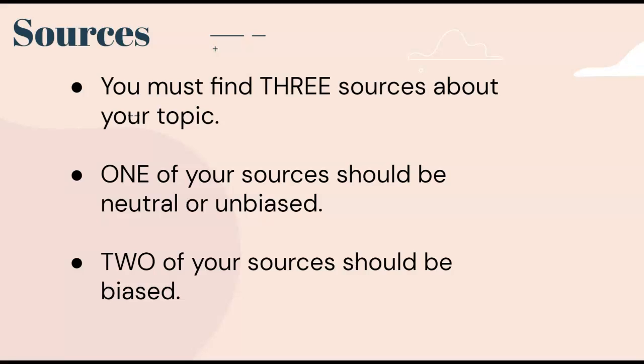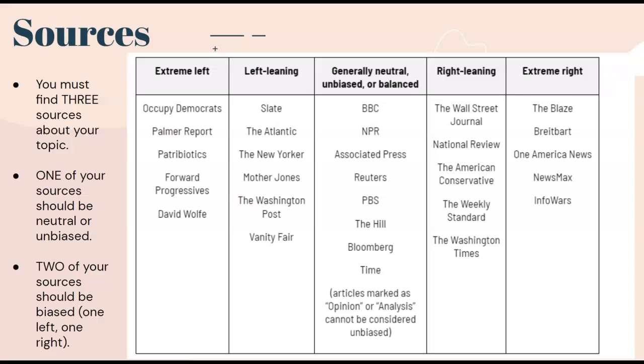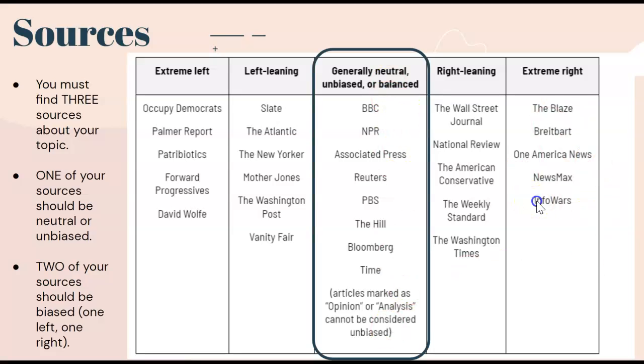The first step will be to find 3 sources about your topic. One of your sources should be neutral or unbiased. 2 of your sources should be biased. You'll want to make sure that one of the biased sources you choose is more left-leaning, one is neutral or unbiased, and one is right-leaning.